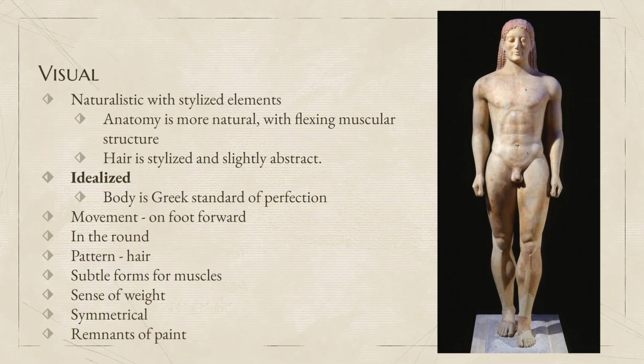The planes, the differences between the pectoral plane versus the rib cage plane, are more gradual. There is a sense of weight to it because of how the muscle looks. He looks like he's standing there. He's not going to tip over. And that's both visually and literally.